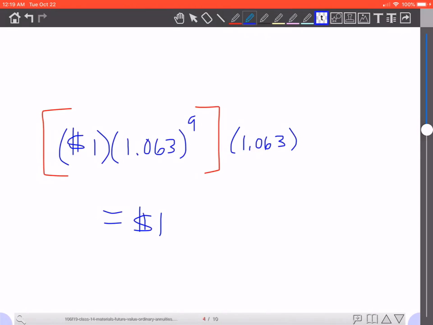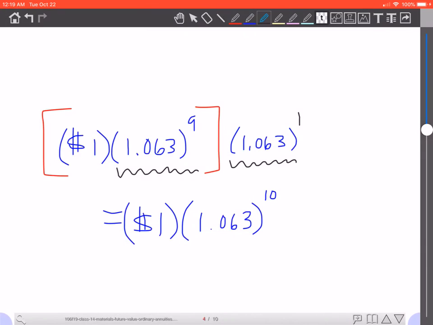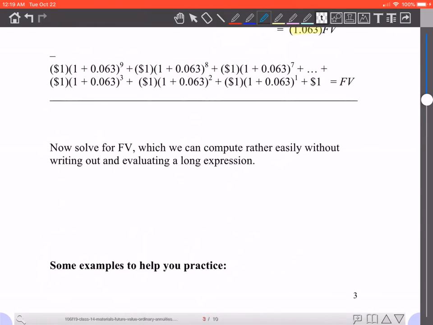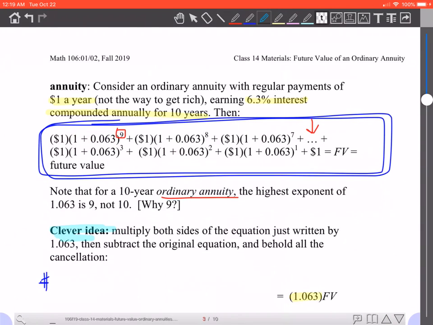So what's going to change is the exponent. Remember, a little bit of algebra. When you take 1.063 to the 9th power and multiply by another 1.063 to the first power, we add the exponents, same base, add the exponents, and so we get an exponent of 10. Now you're multiplying all of these terms by an extra growth factor of 1.063, so each of them will have a new exponent that is increased by 1.